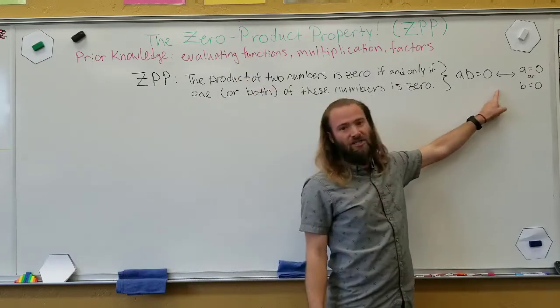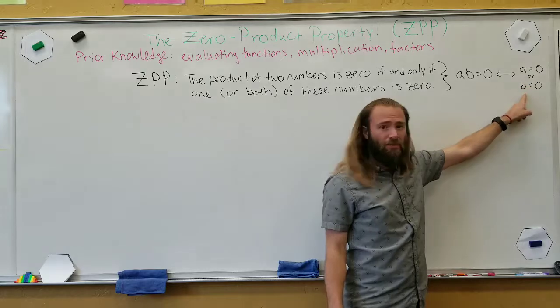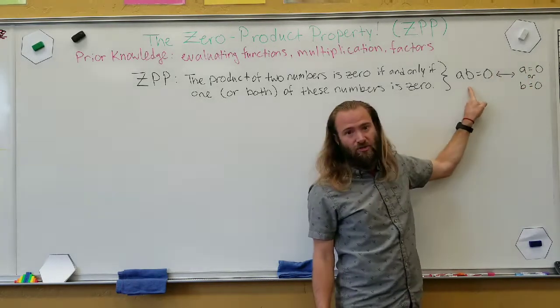It may be easier to understand in this case with symbols. If AB is 0, then either A is 0 or B is 0. And of course, if you start with one of these things, it must make that true as well.